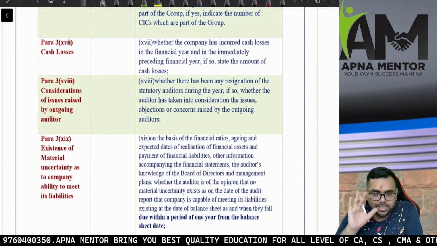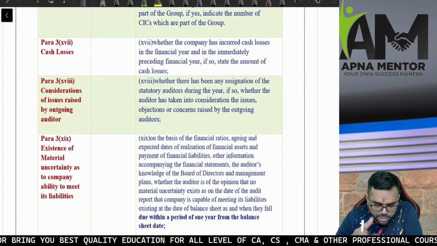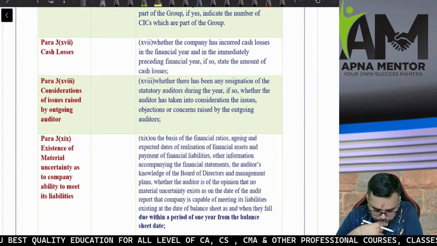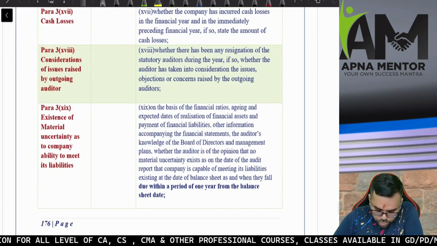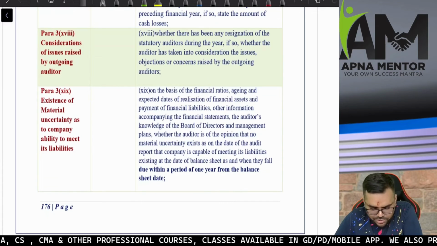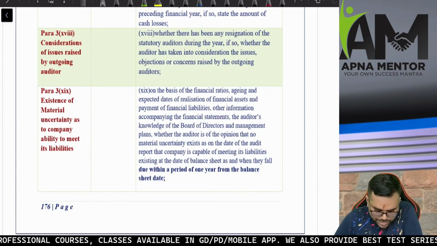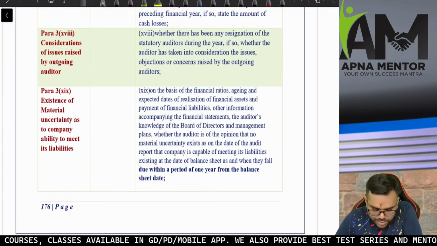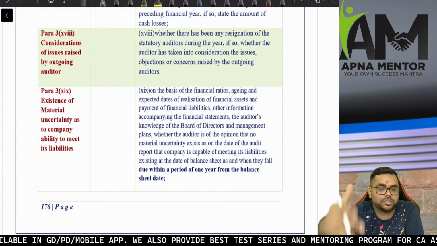And further, CARO says that we need to report, if the auditors have resigned, whether we have considered their objections or concerns. The next clause is the going concern clause. We need to report regarding the going concern after analyzing financial ratios, financial assets, financial liabilities, the directors' report, everything. We need to report whether the going concern is valid and whether the company will be able to meet its liabilities in the next 1 year.